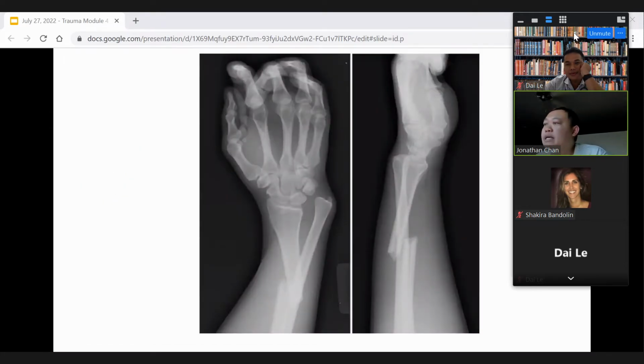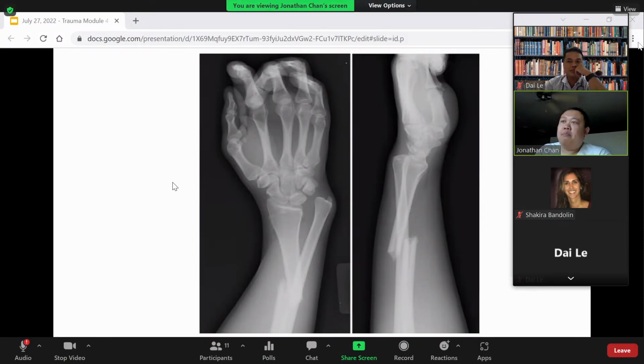So here is an example of the fracture of the distal radius with the radial ulnar joint disruption right here. You can see it both on the AP and the lateral views as well. So there's a fracture and the joint is open right here.